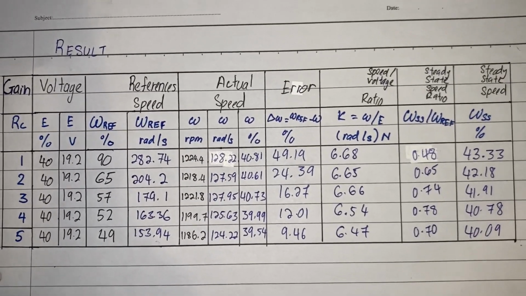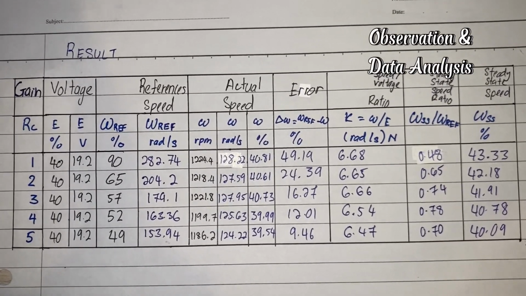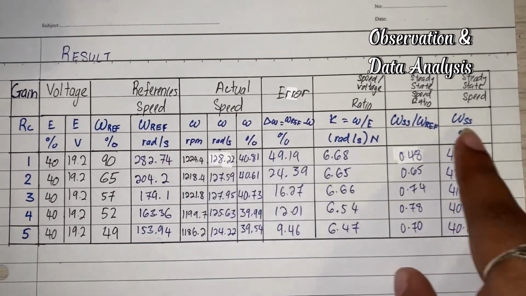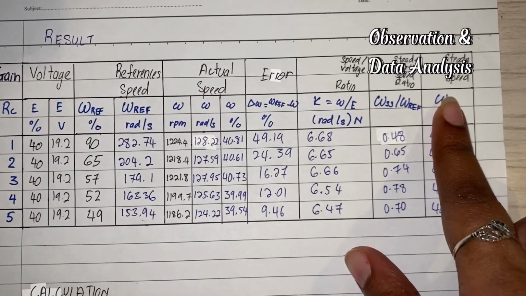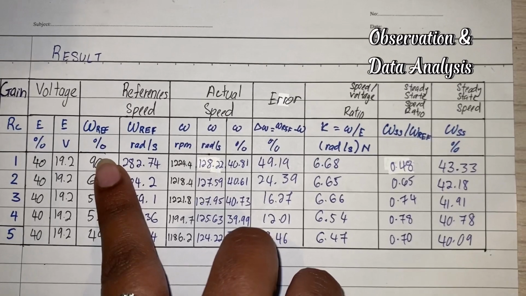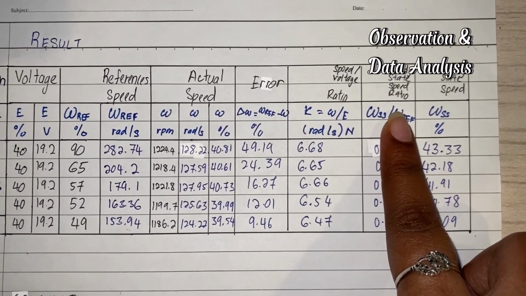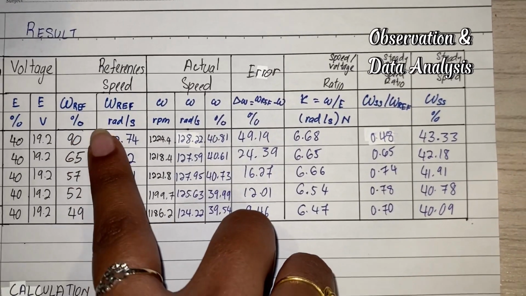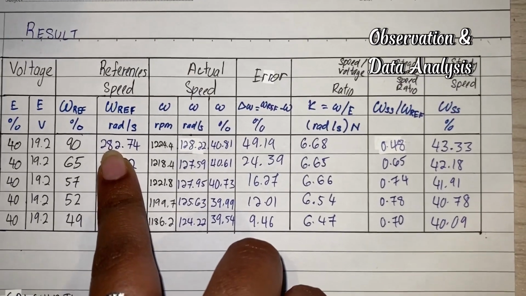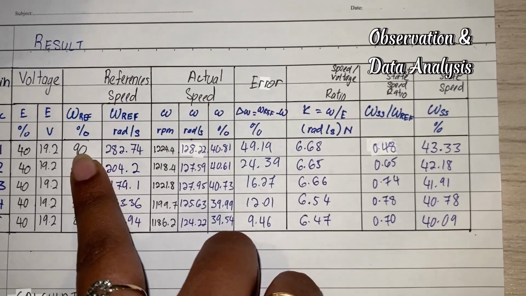Next, we would like to explain the observation from the data of the experiment. The reference speed will make the steady state speed increase too. After that, the higher the reference speed, the higher the steady state speed ratio. The maximum steady state ratio in this experiment is 282.74 with the 90 reference speed.